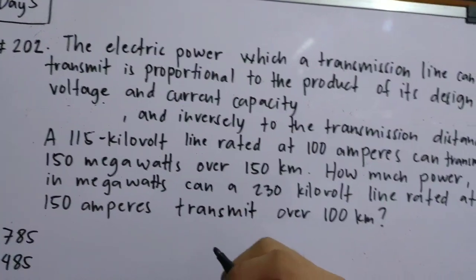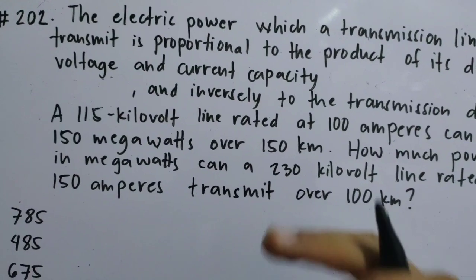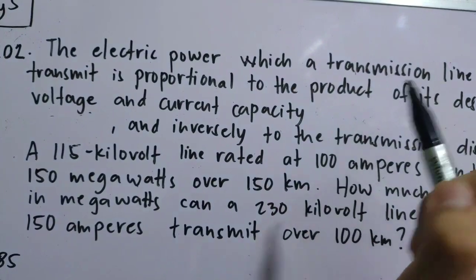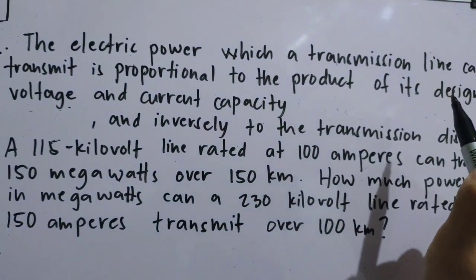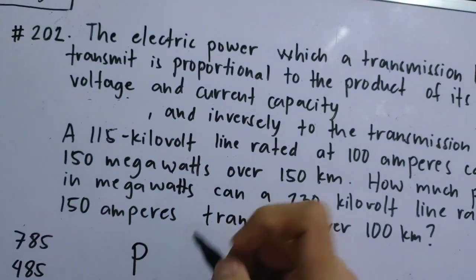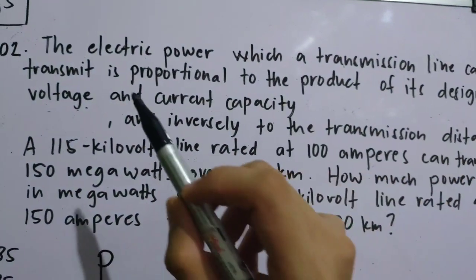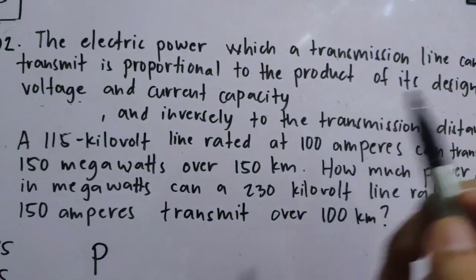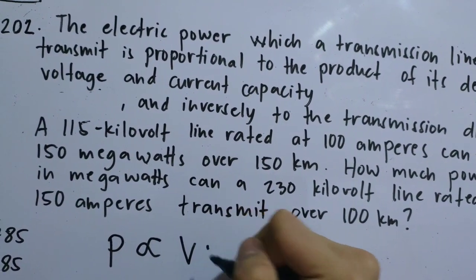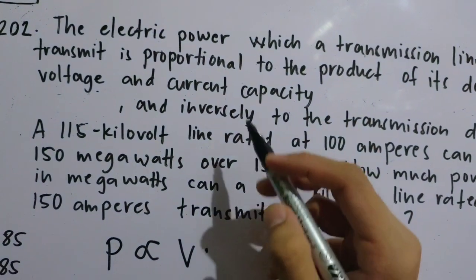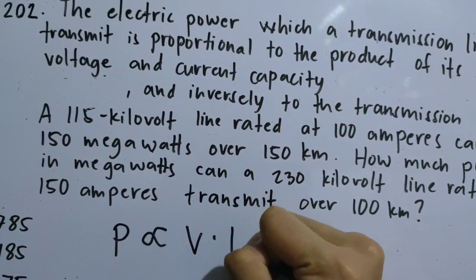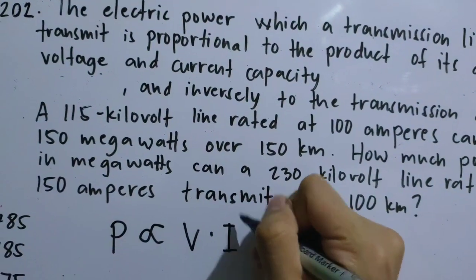So at first glance, the problem looks difficult, but this is actually easy. The solution is simple. It says here that the electric power which a transmission line transmits is proportional to the product of its design voltage and current capacity. So the electric power is proportional to the product of voltage times current capacity. The current capacity is our current, or I for short. This is the symbol of current.